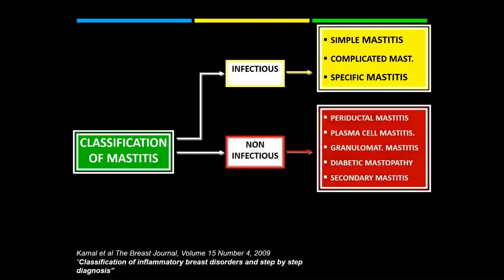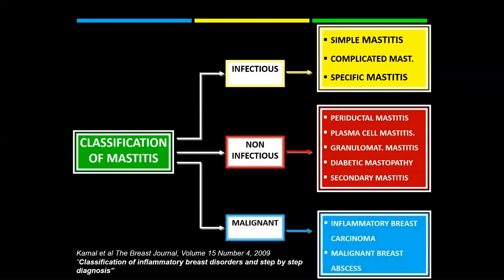The second type of mastitis is the non-infectious mastitis, and it includes a long list of lesions, and it usually occurs either due to chemical irritation or due to an autoimmune reaction in the breast. And the third type, which is the most serious type of mastitis, is the malignant mastitis, and this includes the inflammatory breast carcinoma and the malignant breast abscess.